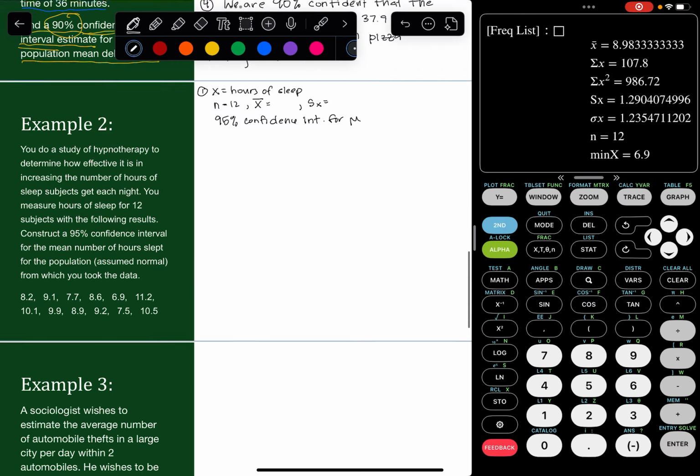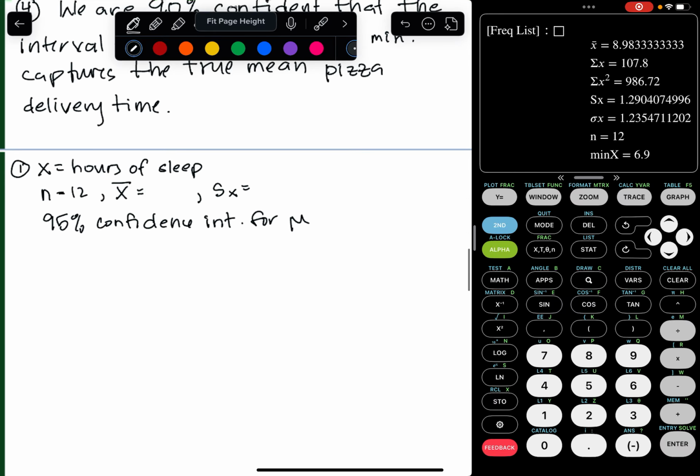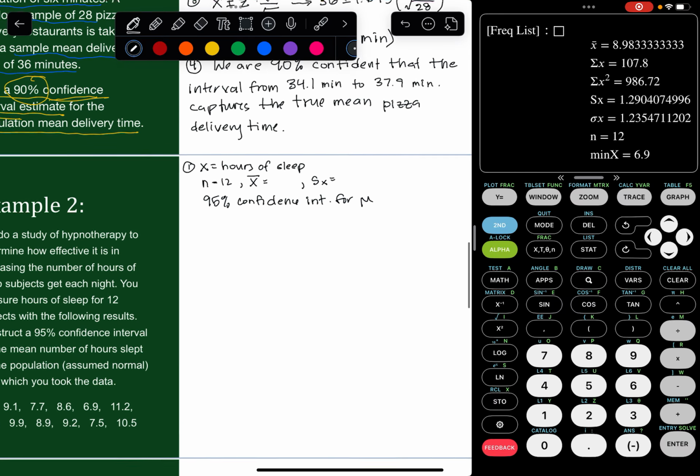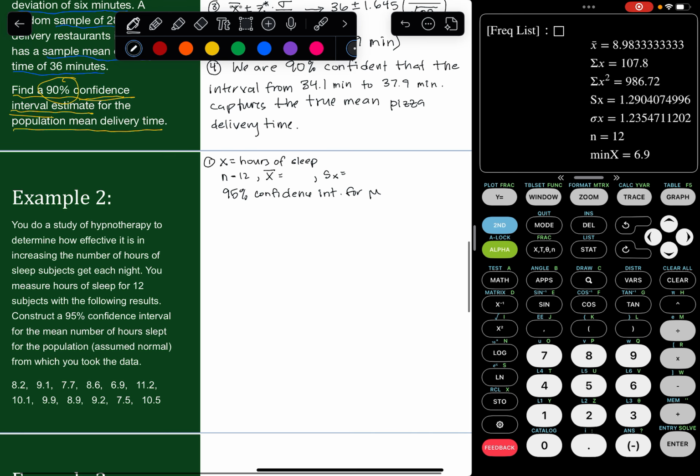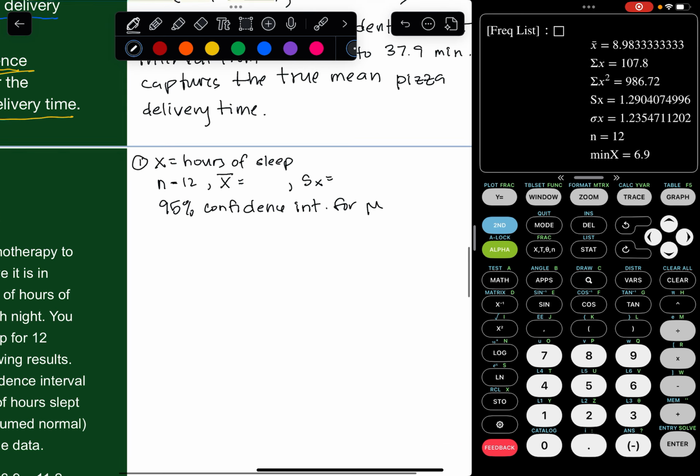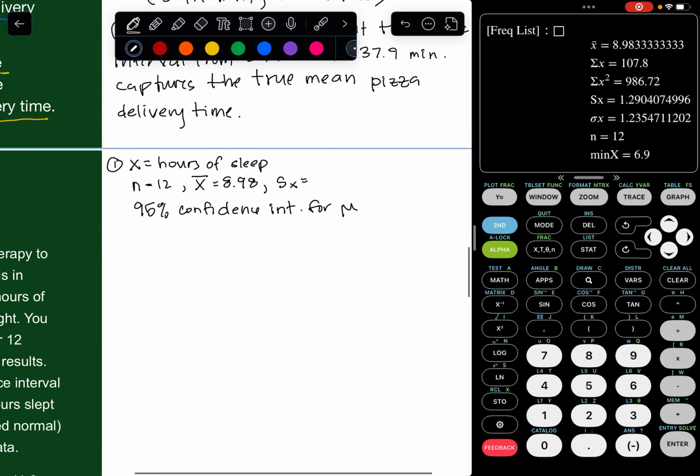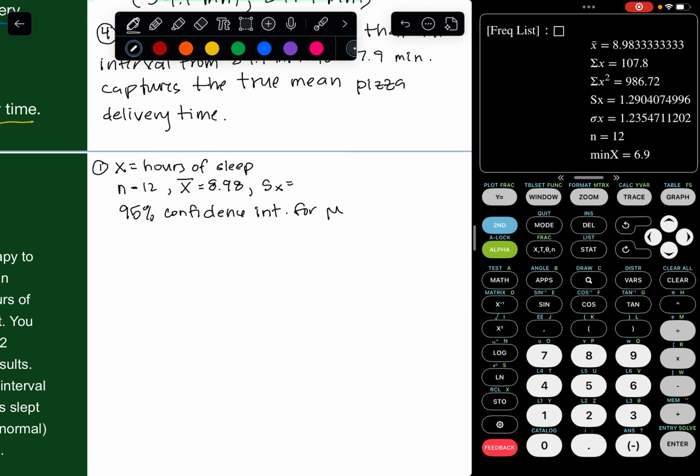And I can see that my mean is 8 point, and I'm going to round it to 2 places because my data was out to 1 place. So 8.98. And my standard deviation Sx is 2.19. Order is important.